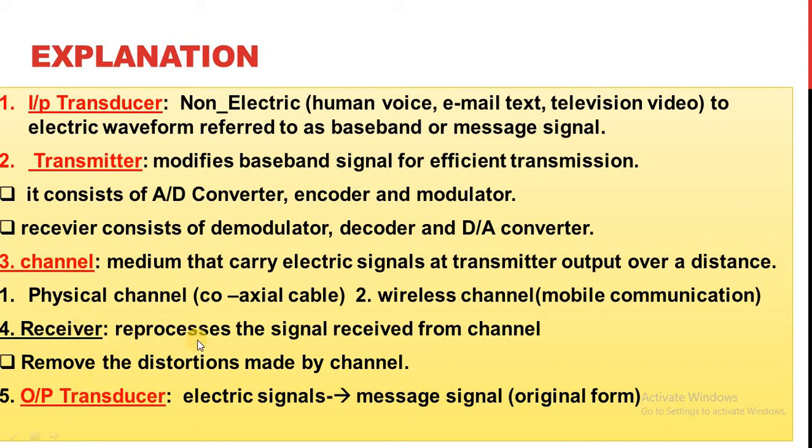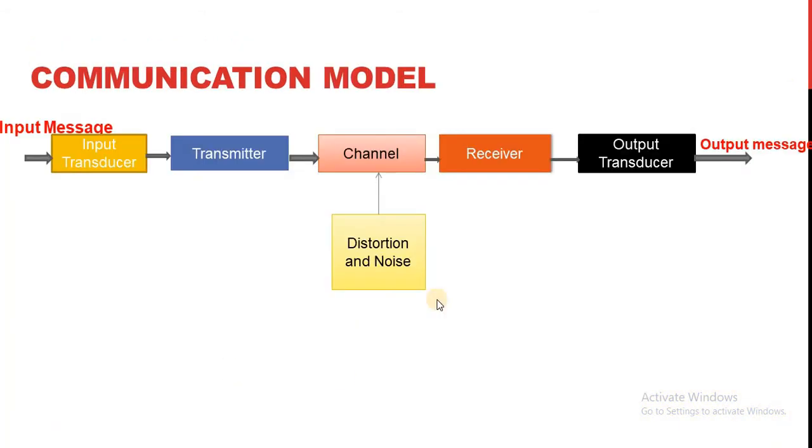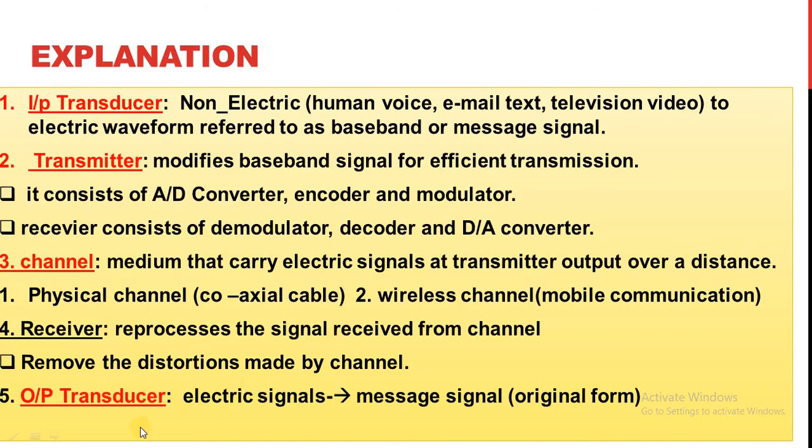And the receiver can reprocess the signal received from the channel. It can also remove the distortions made by the channel. Okay, output transducer. The output transducer will convert the electrical form of data into original form. That means it will convert this electrical form of the data into original form. Okay, and that is the explanation regarding the block diagram.